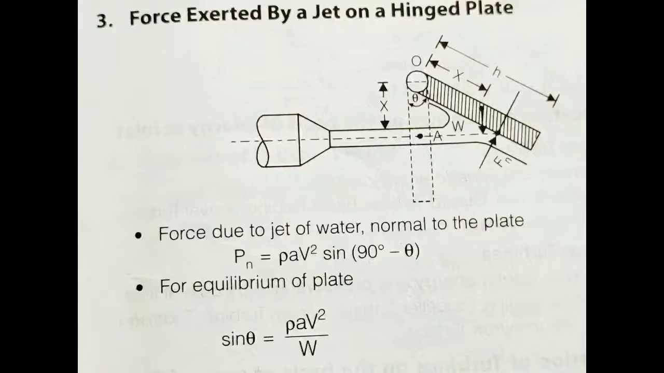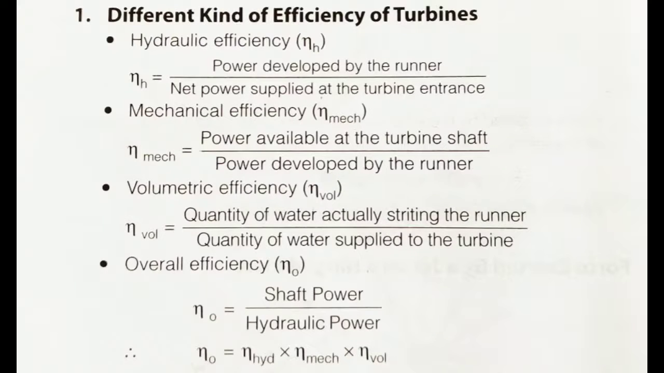Next chapter is a very important and very popular chapter, that is hydraulic turbine. What are hydraulic machines or hydraulic turbines? Hydraulic machines are defined as those machines which convert either hydraulic energy into mechanical energy or mechanical energy into hydraulic energy. In that, we know two types: pump and turbine. What is a turbine? A turbine is nothing but a hydraulic machine which converts hydraulic energy into mechanical energy.